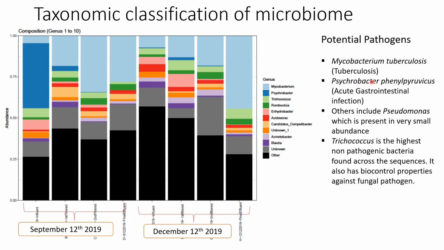One of the pathogens in Mycobacterium is Mycobacterium tuberculosis. Psychrobacter was present in the September influent the highest, and there were traces in others, and that could cause acute gastrointestinal infection. The others denoted in black are Pseudomonas and Acinetobacter, which are present in really small abundance, whereas Trichococcus, the light green one, is present significantly throughout, and it's non-pathogenic, and it also has biocontrol properties against fungal pathogens.